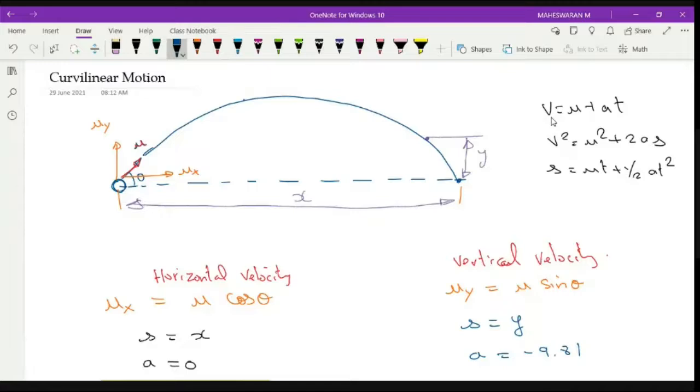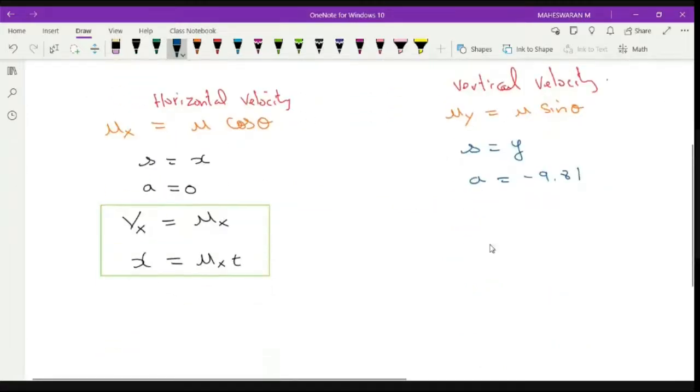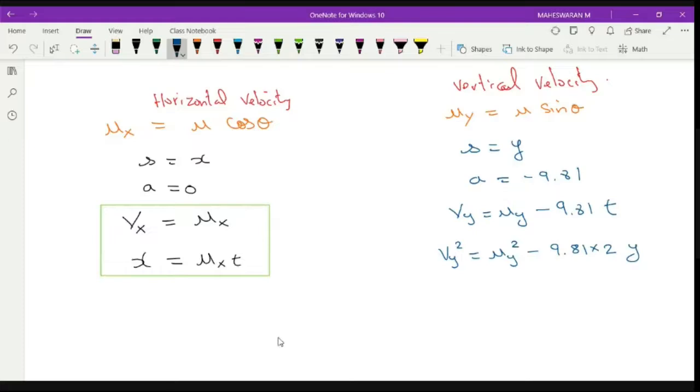So I'll get three equations. The first equation is Vy is equal to Uy minus 9.81t. The second equation is Vy square is equal to Uy square minus 9.81 into 2 into y. The third equation is y is equal to Uy t minus 4.905 t square, that is 9.81 by 2 t square.